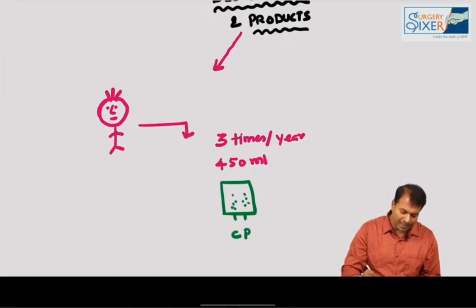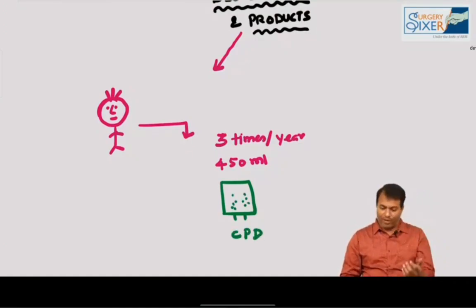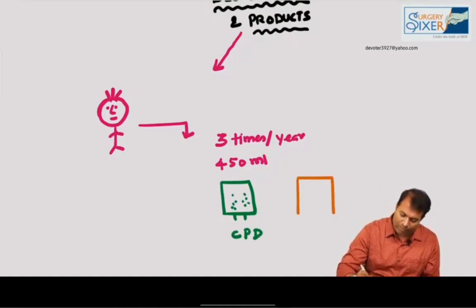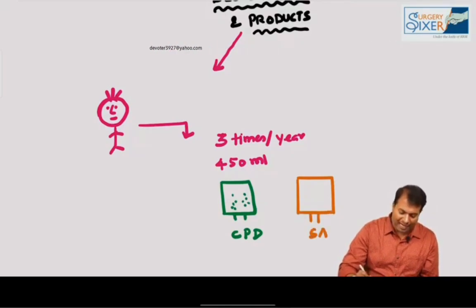The old component is citrate phosphate dextrose. In those days we were using citrate phosphate dextrose. Now we have the latest component, what is it? The one used to store the blood is saline adenine glucose mannitol.